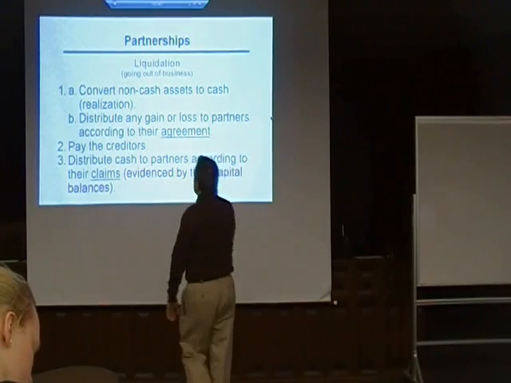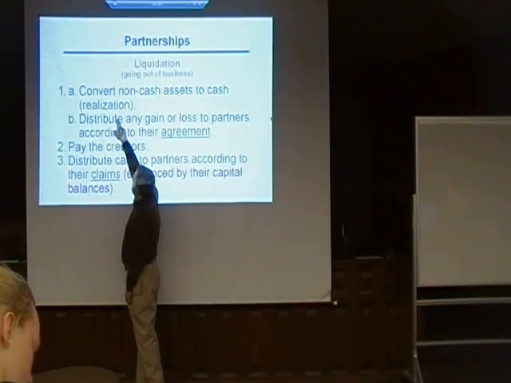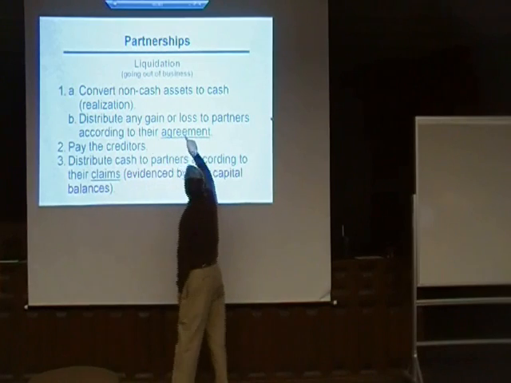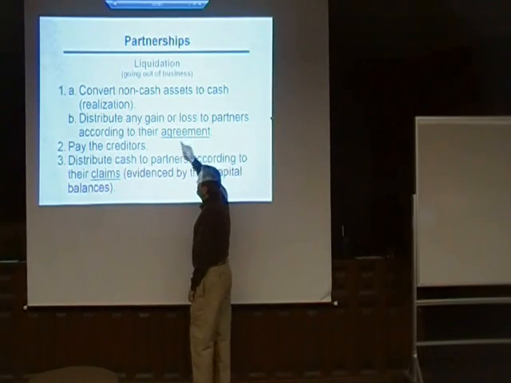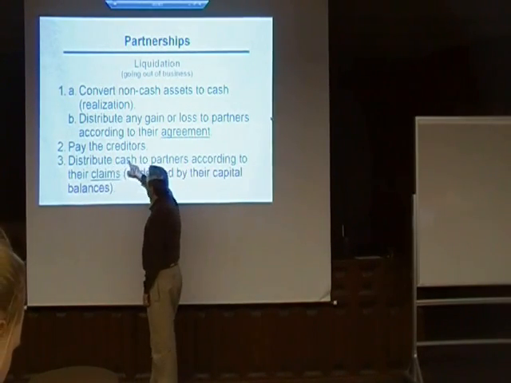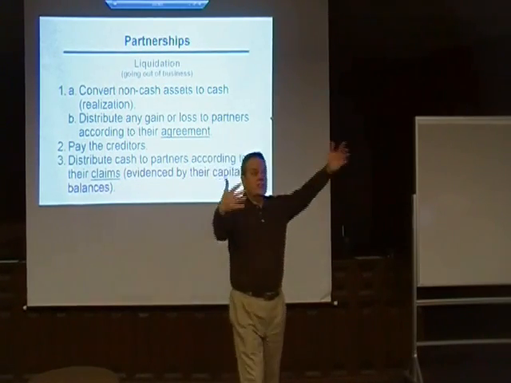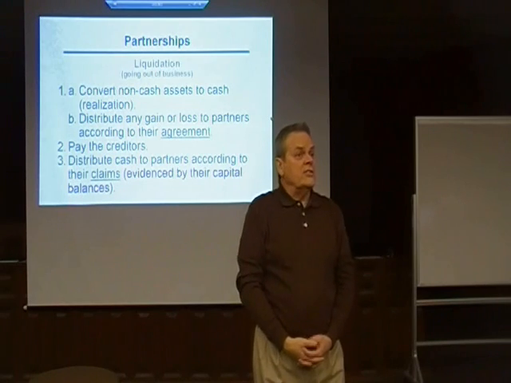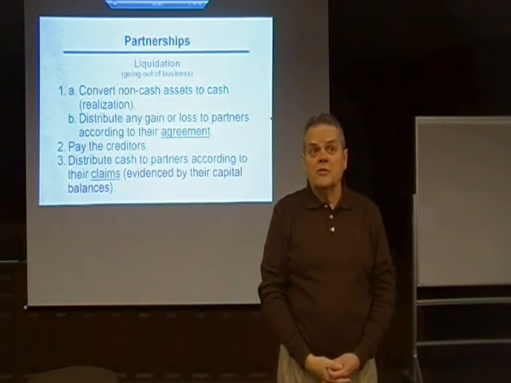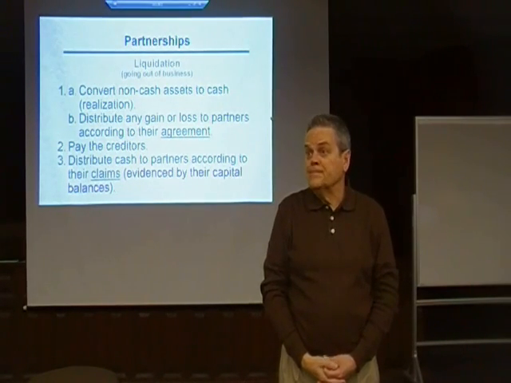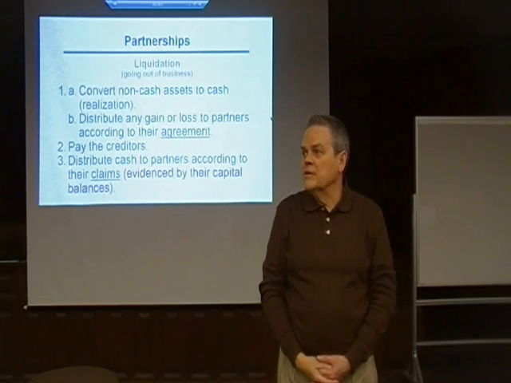So we distribute two things. We distribute gain and loss according to their agreement. We distribute cash according to their claims. I could get you to talk the talk. I could get you to say that back to me. As far as I'm concerned right this minute, from your perspective, it's probably gobbledygook. It makes no sense whatsoever.